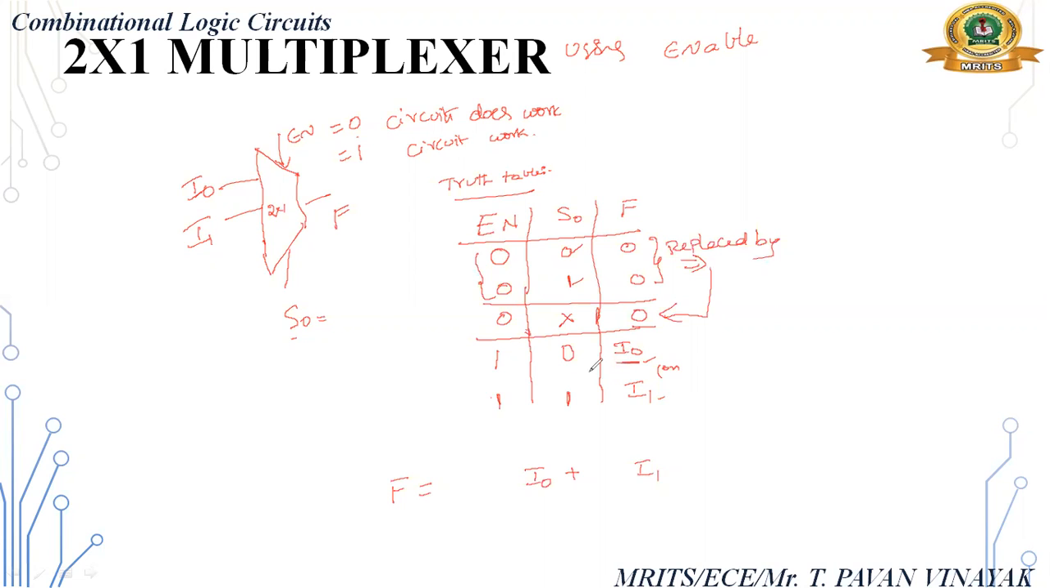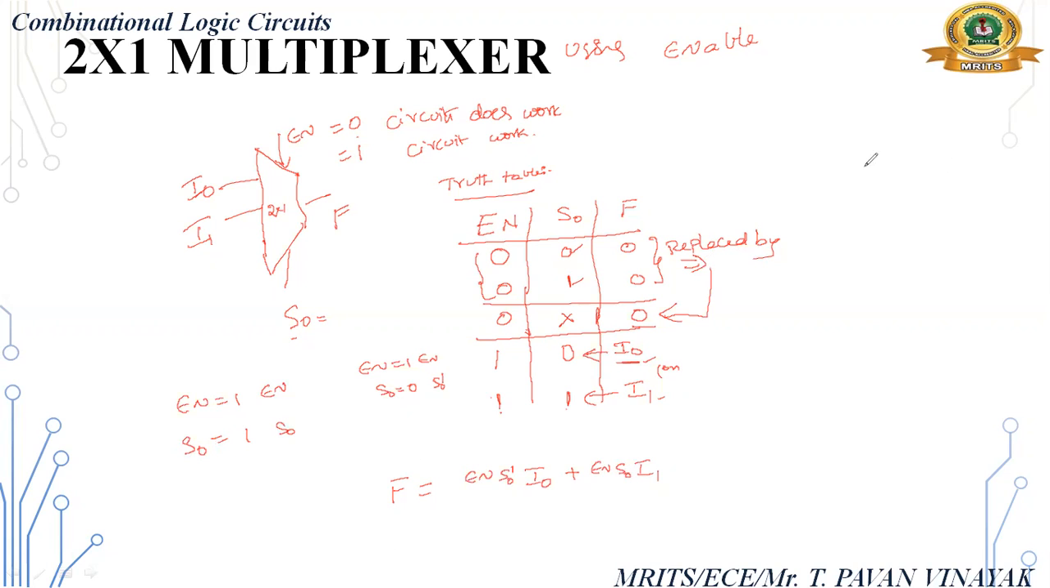I naught occurs when En is equal to 1 and S naught is equal to 0, meaning En S naught bar. Next, I1 we get when En is equal to 1 and S naught is equal to 1. So the expression is En S naught. So we write here En S naught I1.